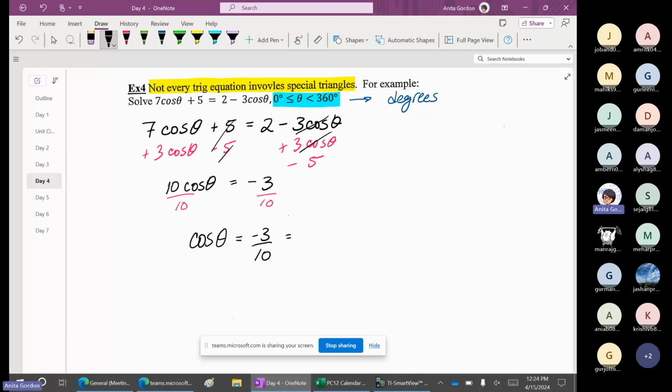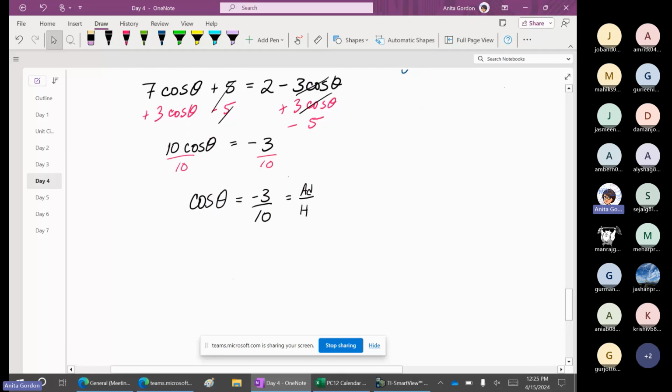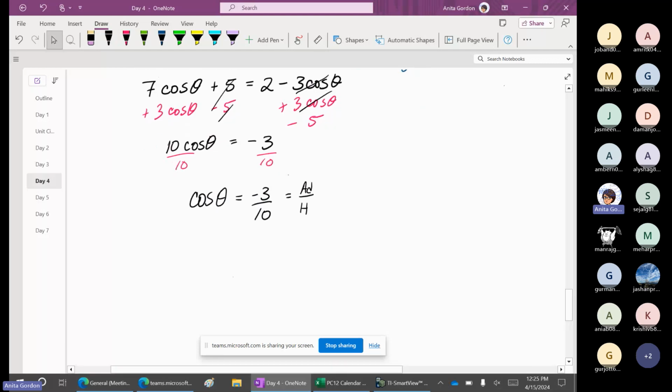Okay, so this represents adjacent over hypotenuse. We do not have a special triangle that has a 3 and a 10 in it. So right away, this is a calculator question. However, this is telling us that cos is negative. Where is cos negative? Quadrant 2, oopsie, and 3, yes. Here and here. So we are looking for this reference angle so that we can determine what is this angle and what is that angle.